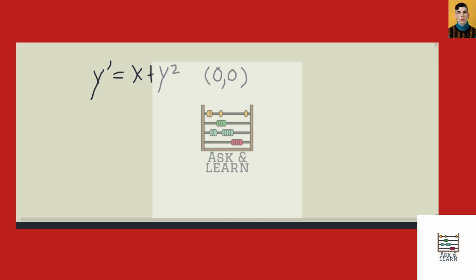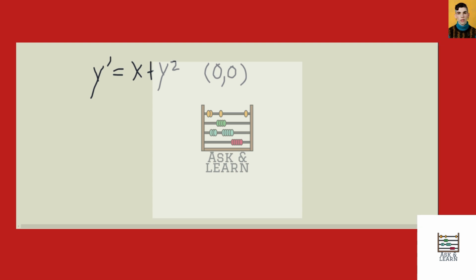We're given a differential equation and a point in the plane, and we're asked to find the slope field of this equation and to draw the graph of a solution which contains this point. The differential equation is y prime equals x plus y squared, and the point in the plane is the origin, 0, 0. Find the slope field of this equation.